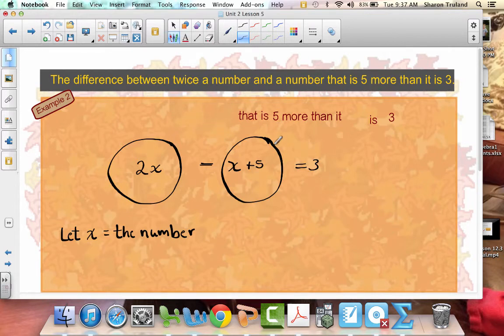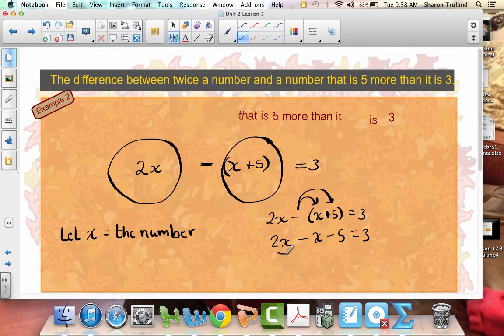Now careful, got a little problem right here, and it's this subtraction. Remember, I'm not just subtracting x, I am subtracting the x and the 5. So when I rewrite it, it wants me to subtract all, not just the x. So that means I'm going to have to distribute, because I want to do 2x minus x minus 5 equals 3.